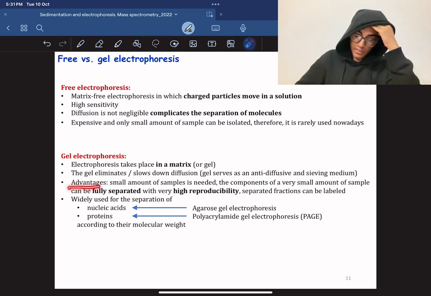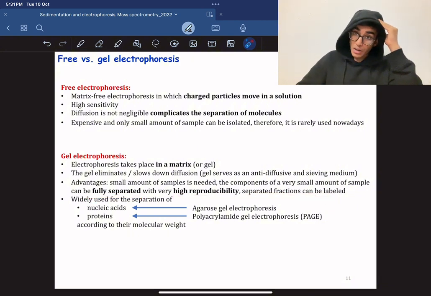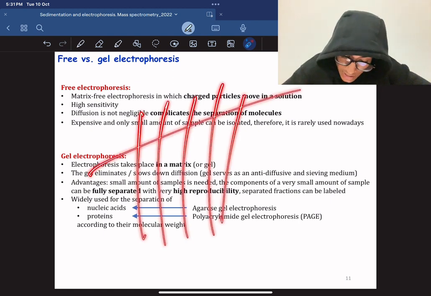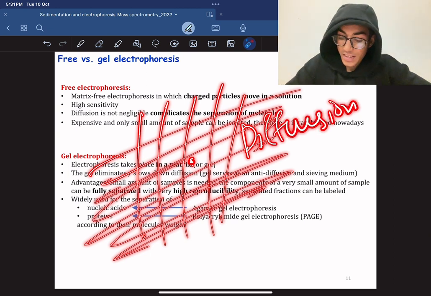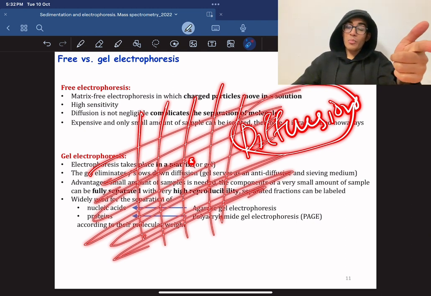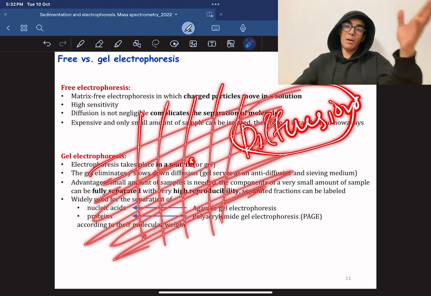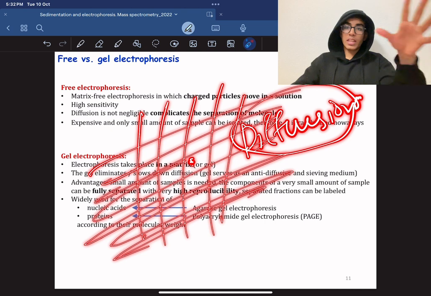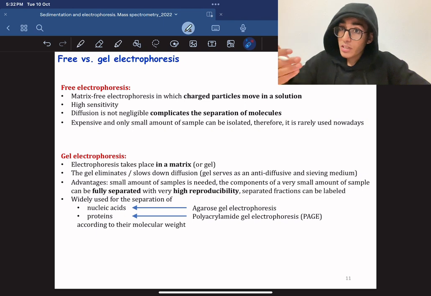On the other hand, we have advantages. Small amounts of samples are needed. And very small samples can be fully separated with high reproducibility. That means you can do it again and again and again. Separated fractions can even be labeled. And because a gel contains this matrix, the process of diffusion is harder. Since diffusion is harder, there is more possibility of being orderly than being messed up. This is a very weird way that nature works. So diffusion is almost negligible in gels. That's good. We want that.